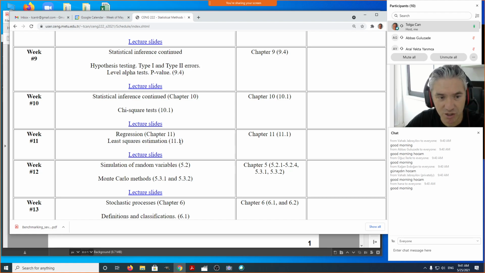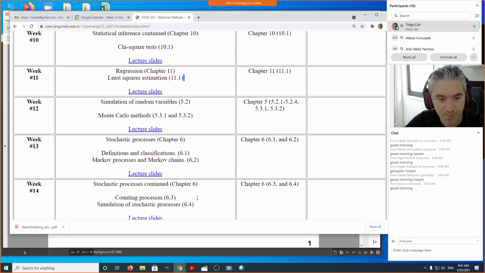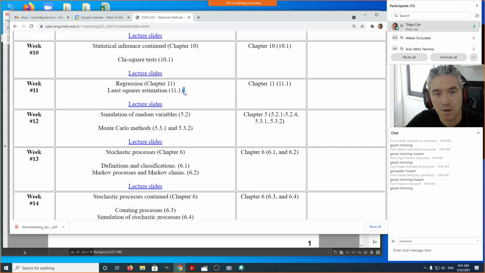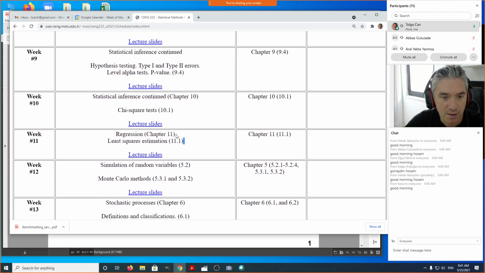It's just one section, the least squares estimation, which is very simple to describe, and it says just one equation. We are going to see it's a really simple topic. So this is not going to actually take the whole week. We are going to skip some of these, and therefore we are probably going to have some of chapter 6, borrowing some hours from this week's topic.